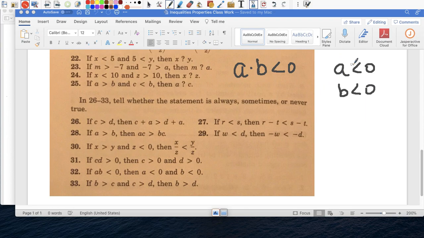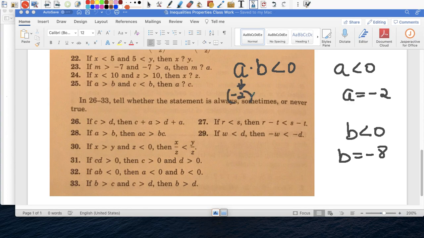Well, let's pick a number for A that's less than 0. Let's say A is, I don't know, -2. They're also saying that B is a number less than 0, so let's pick B is -8. Now if I change this to -2 and this to -8, will this be a true inequality? -8 times -2 is a negative times a negative, which is a positive. Is 16 less than 0?